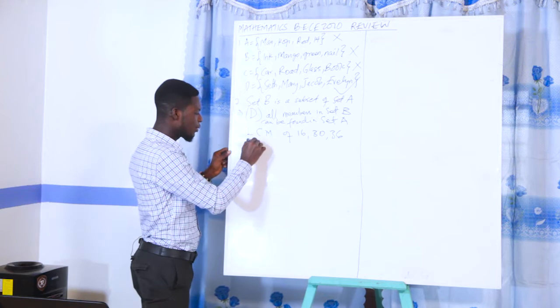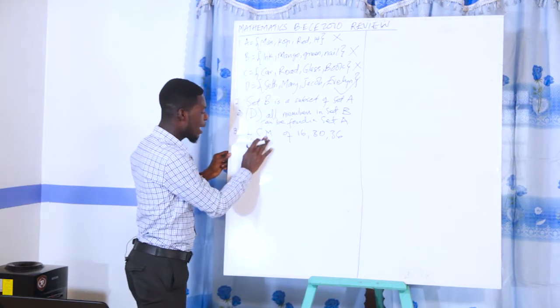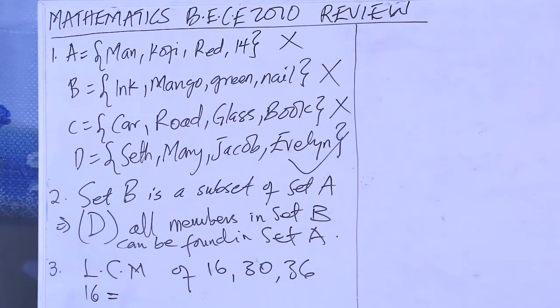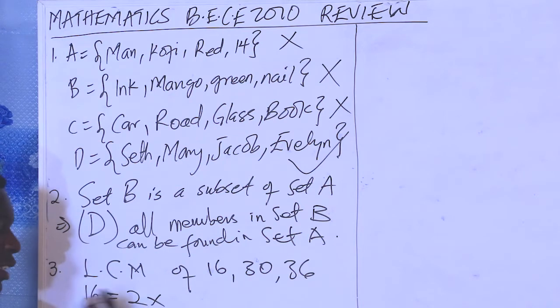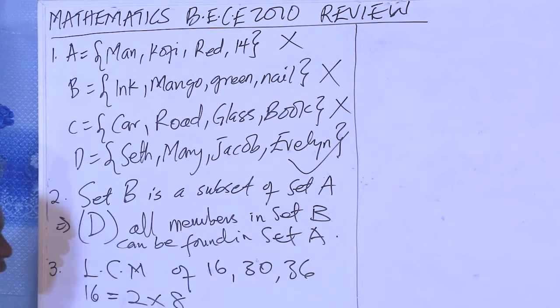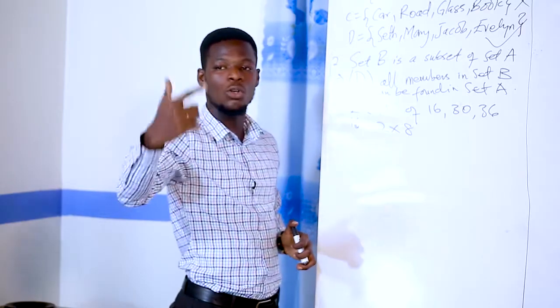Product of primes. Product of primes for 16. So 16, the first prime number that can divide 16, that's what we mean. So 2 times what will give you 16? 2 times 8, 16. 8 is a composite number, so we have to break 8 down also to get prime numbers. Remember, I said the method is product of primes.